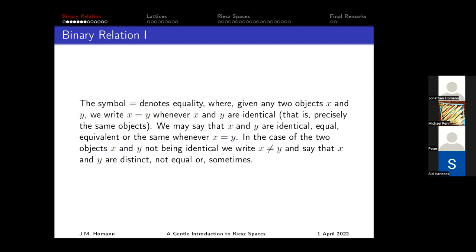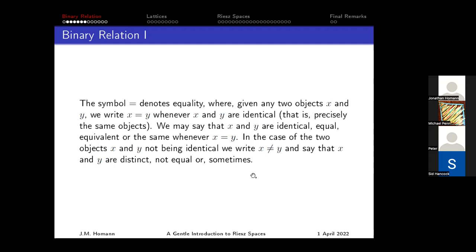We'll say that two objects X and Y are equal, and we write X equal to Y, whenever X and Y are identical. So they are precisely the same objects. And if these objects are some similar type of objects and they are not identical, then we can write X is not equal to Y and say that X and Y are distinct or not equal. And that was supposed to be erased. Whoopsie.